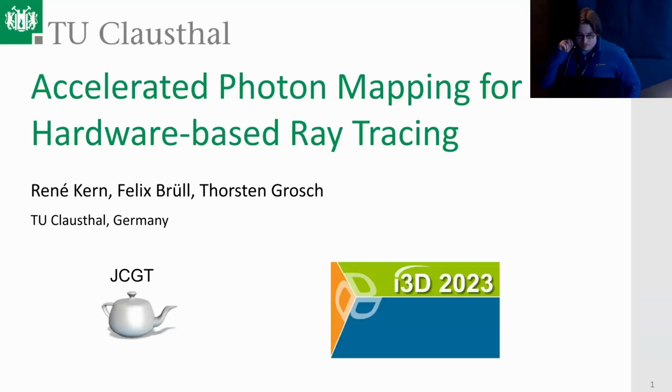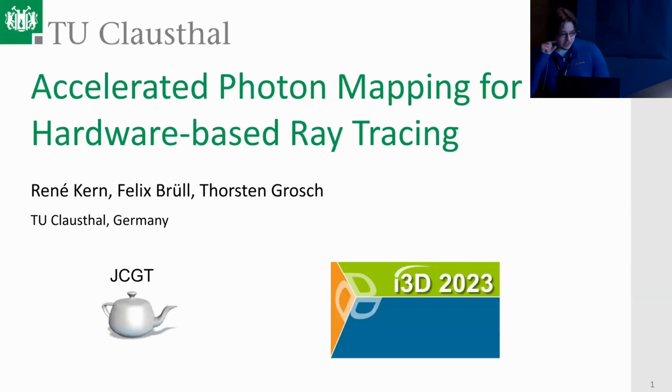Our next talk is by René Kern from the University of Clausthal in Germany. And it's on photon mapping, which is the algorithm that just keeps on ticking. If you want caustics, that seems to be the right answer for 30 years running. So we're going to see how to do it on modern hardware, which requires some good systems work and some algorithmic improvements. So take it away.